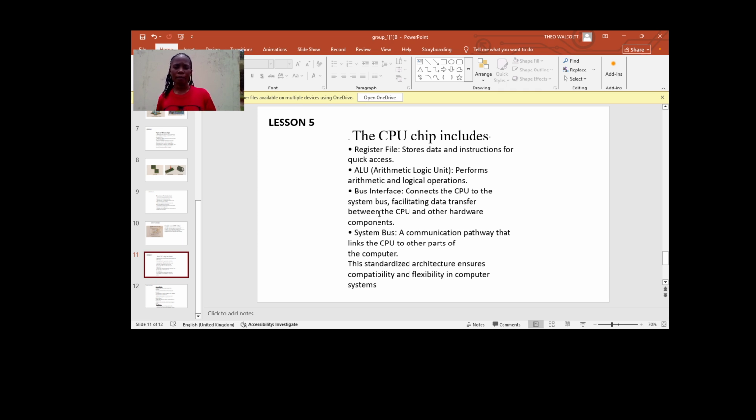The next one is the bus interface. So the bus interface connects the CPU to the system bus, facilitating data transfer between the CPU and other hardware components. Fourth, the system bus, a communication pathway that links the CPU to other parts of the computer. So this standard architecture ensures compatibility and flexibility in computer systems.